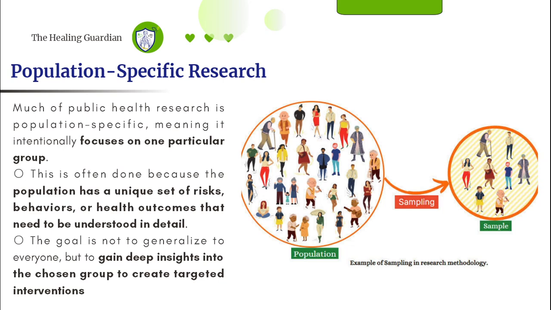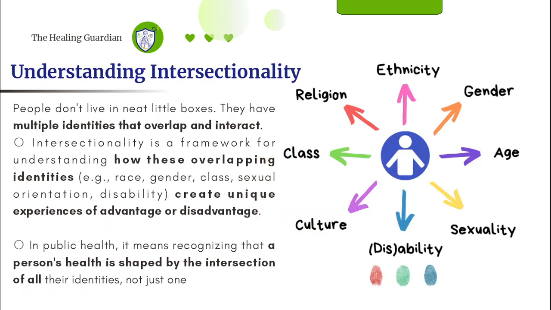The goal is not to generalize to everyone, but you have to gain deep insights into the chosen group in order to create targeted interventions. Otherwise, if your research was ambiguous, it is even harder to make targeted policies because your study population was ambiguous. Still, to emphasize defining your study population, you have to understand that there is intersectionality.